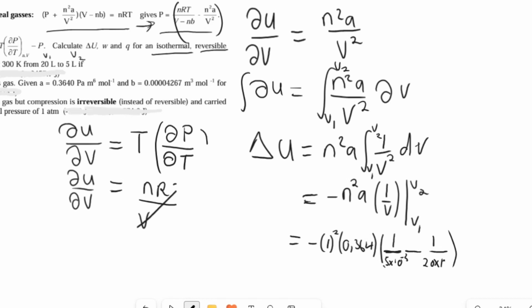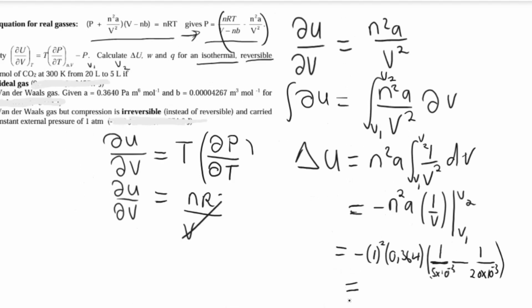And then what do we get as the answer for this? You put it on your calculator. You should get minus 54.6 joules here. The unit of delta U is joule. We put it there like that. And that is the answer. That's how we get that minus 54.6.